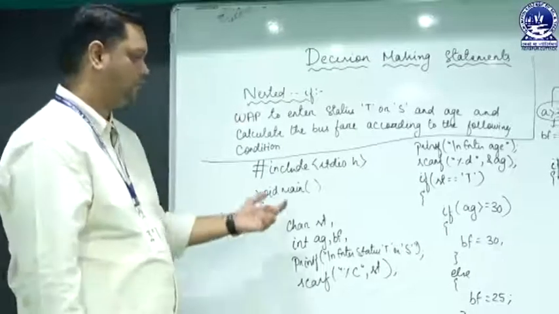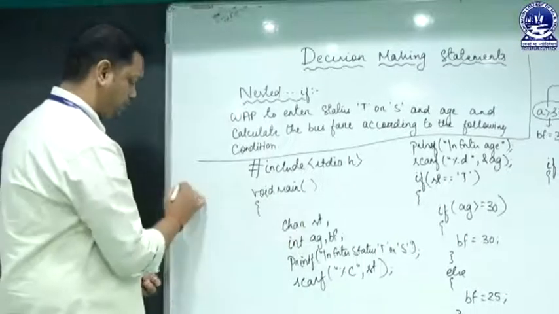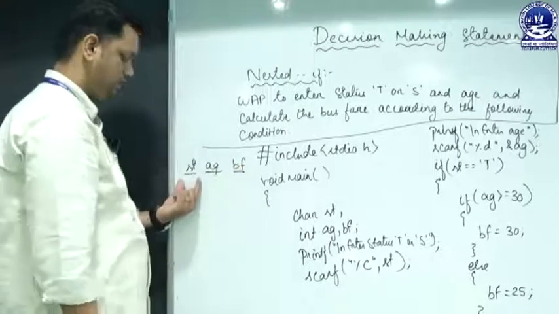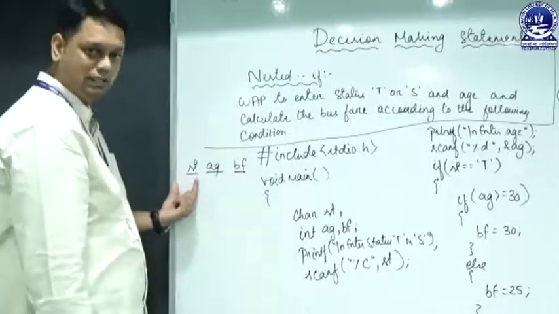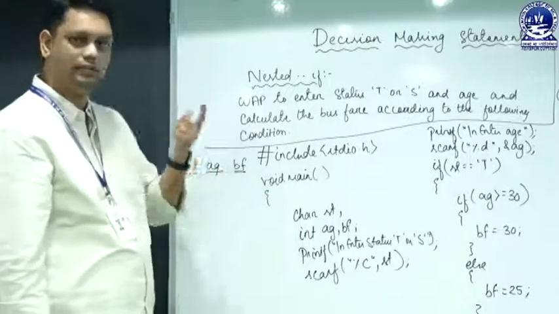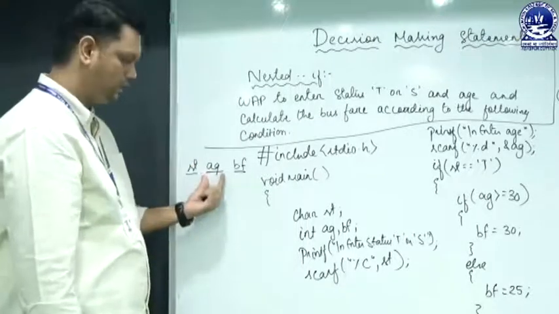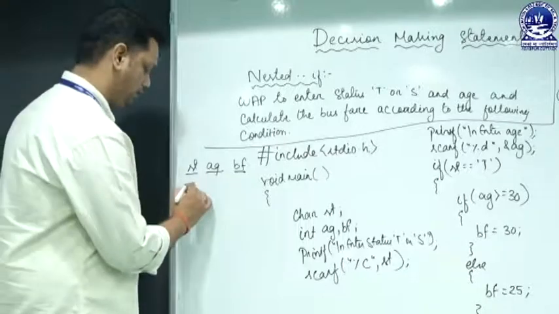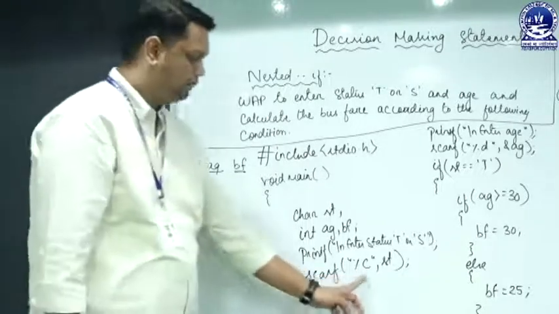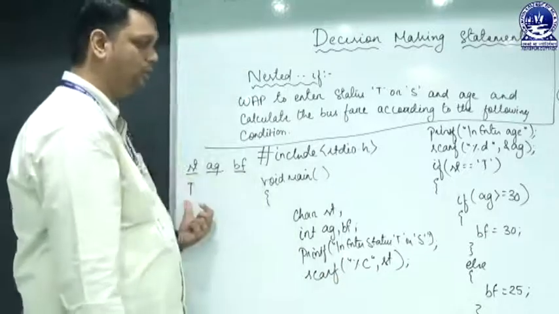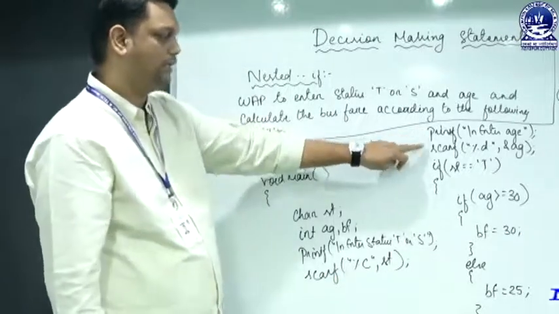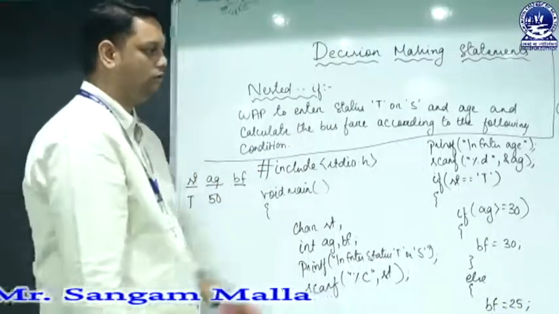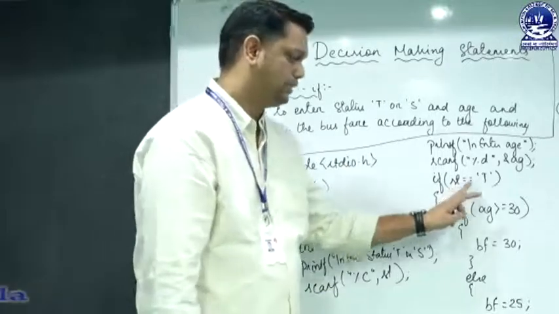So let's take the example of this program. First it will store the memory ST, then it will store AG, next it will store BF. ST will be used for storing the status of the person, that is T or S. T stands for teacher and S stands for student. Then the age of the person, that is AG, and bus fare, that is BF. Let's say a person has entered status T. So in place of this ST, it will store the value T, and next it will come to enter age. Let's say a person has entered age 50. So it will come to here, it will check status is equal to T.